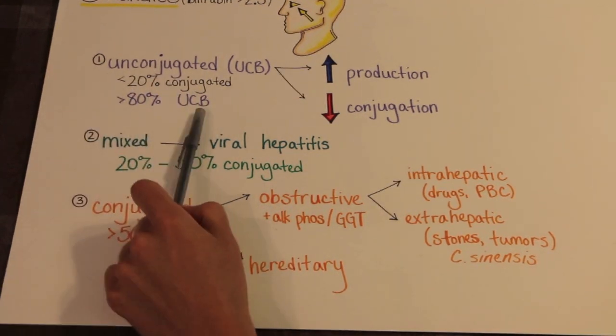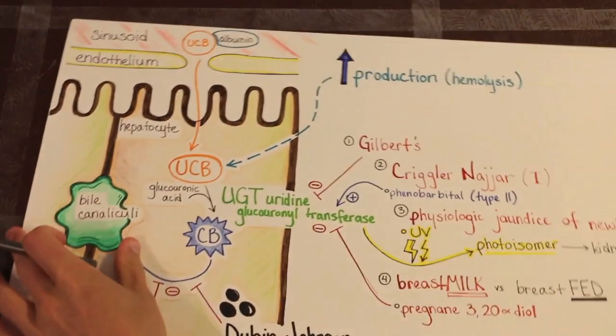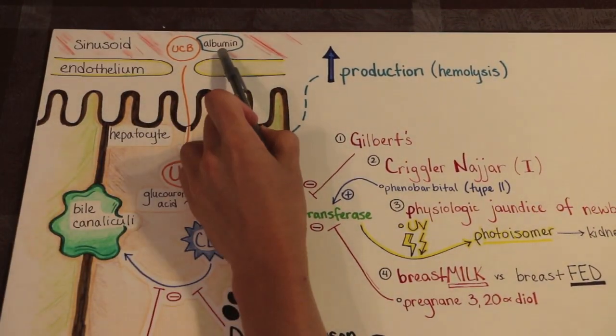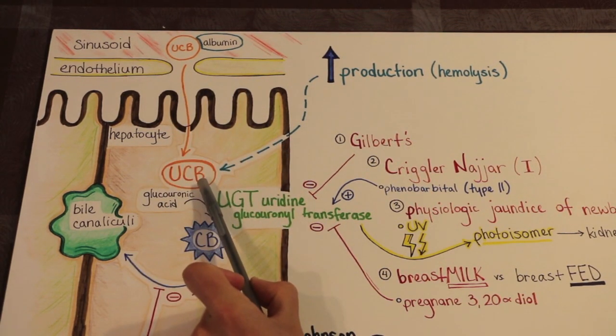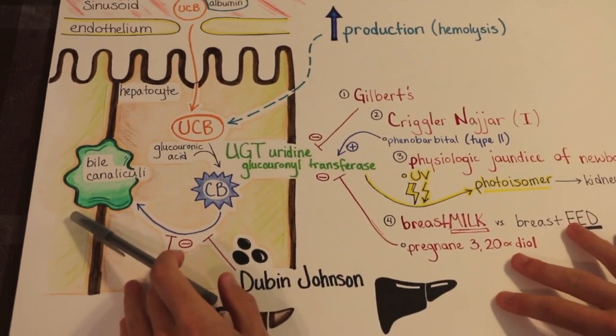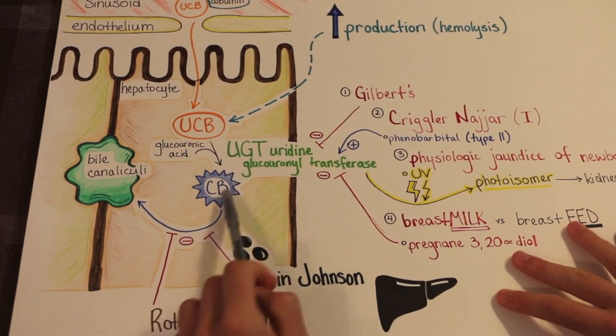Recall that all unconjugated bilirubin is circulating in the blood bound to albumin. Within the liver sinusoids, unconjugated bilirubin is going to be taken up into the hepatocytes and then conjugated to a glucuronic acid by UGT before being excreted into the bile canaliculi.